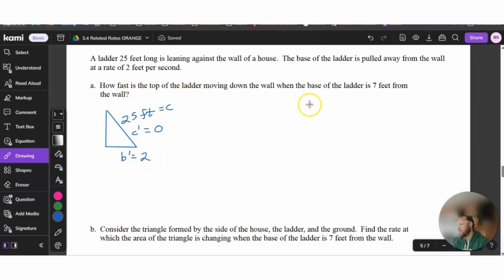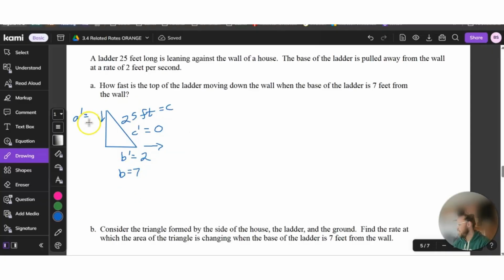How fast is the top of the ladder moving down? So we want to know A prime. We want to know how fast this is falling down if this is coming out. So how fast is Valeria falling off her ladder? And we want to know it when the base of the ladder is 7 feet from the wall. So that would be B is 7.